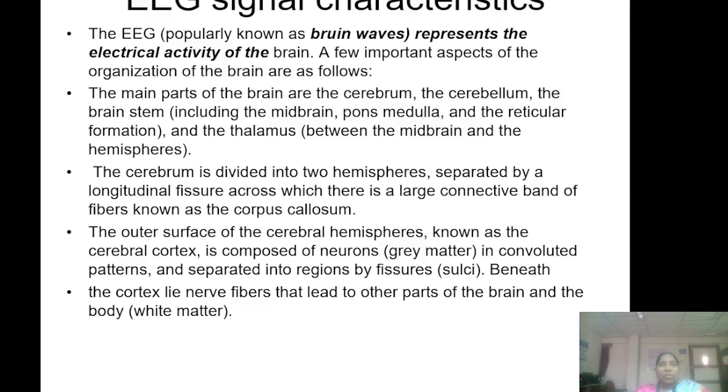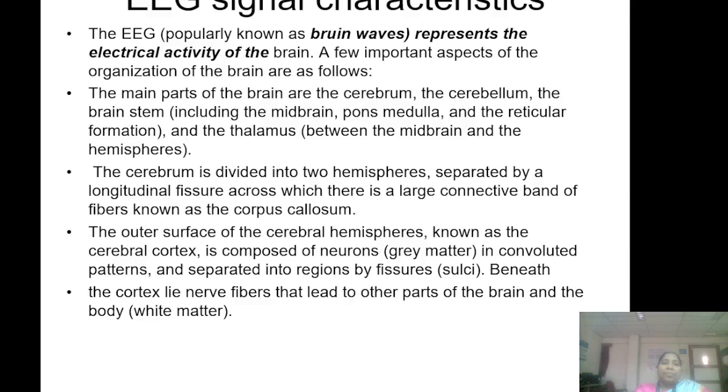And when you see the cerebrum, it has two hemispheres. It is separated by the longitudinal fissure, and connected by a band of fibers called the corpus callosum. The outer surface of the cerebral hemisphere is known as the cerebral cortex, which is composed of neurons, the gray matter, and it is separated by regions called fissures or sulci. So these are the main parts of the brain.